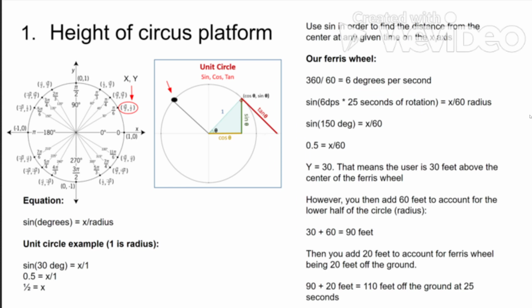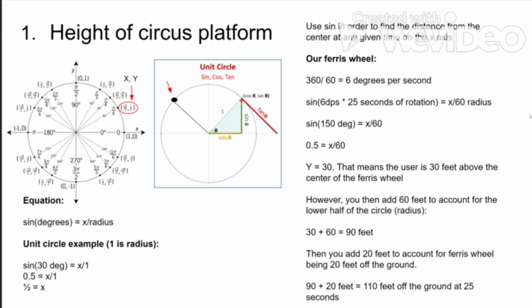Question number 1 asks to describe how to calculate the height of the circus platform at any given time and include an example of us doing this. So in order to understand how to find the height of the circus platform at any given time, we need to understand a unit circle. A unit circle works almost exactly like a graph. However, the boundaries are the perimeter of a circle. A unit circle will show the distance from the center in an x and y coordinate as circled above. A unit circle rotates at 1 degree per second and has a radius of 1.